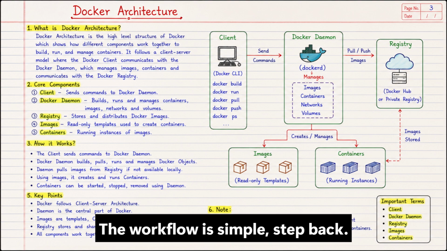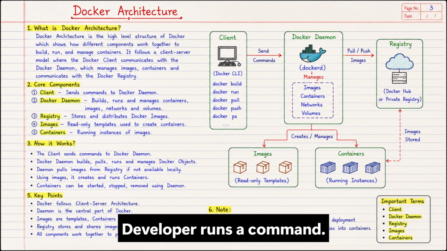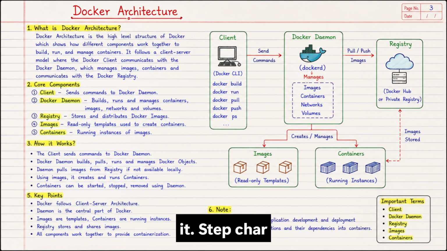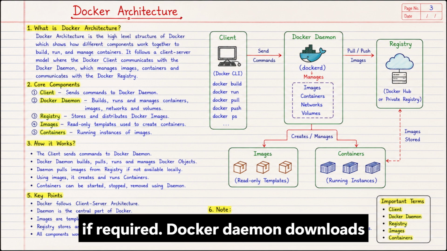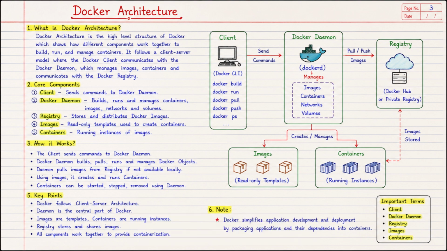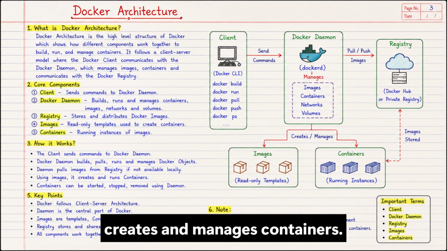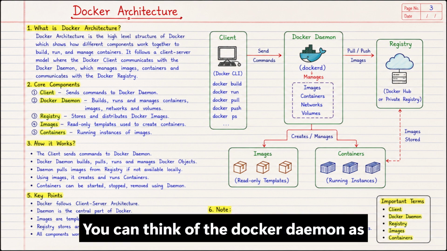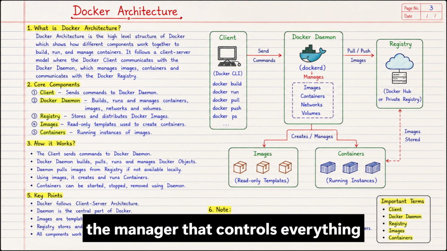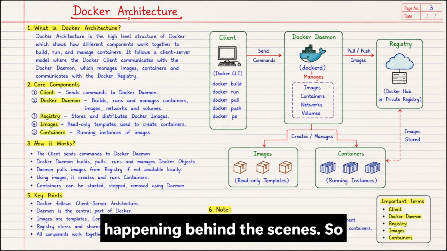The workflow is simple. Step 1. Developer runs a command. Step 2. Docker client sends the request. Step 3. Docker daemon processes it. Step 4. If required, Docker daemon downloads images from Docker Hub. Step 5. Docker daemon creates and manages containers. You can think of the Docker daemon as the manager that controls everything happening behind the scenes.